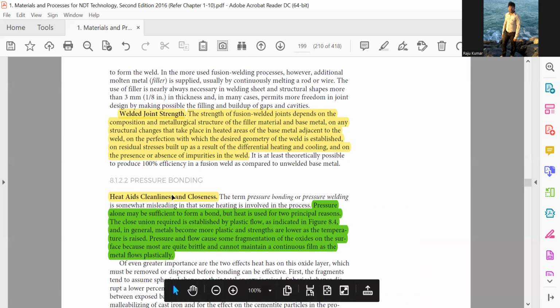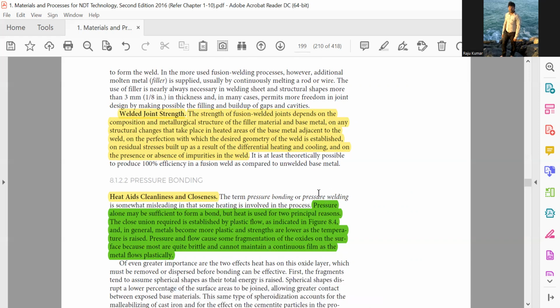Pressure bonding. Heat adds cleanliness and closeness. The term pressure bonding or pressure welding is sometimes misleading in that some heating is involved in the process. Pressure alone may be sufficient to form the bond, but heat is used for two principal reasons.